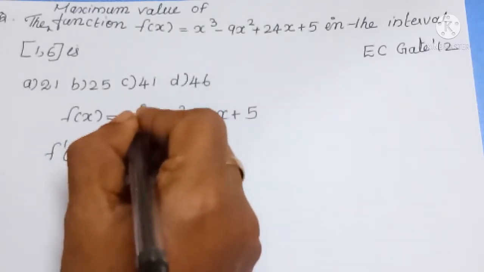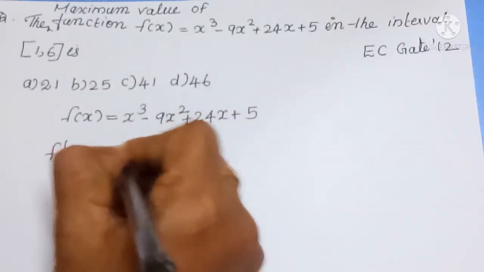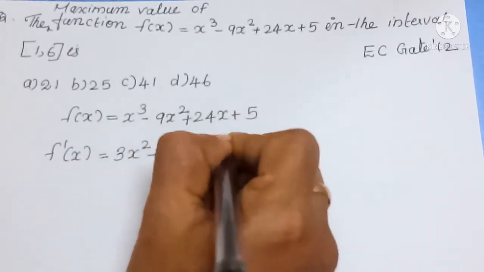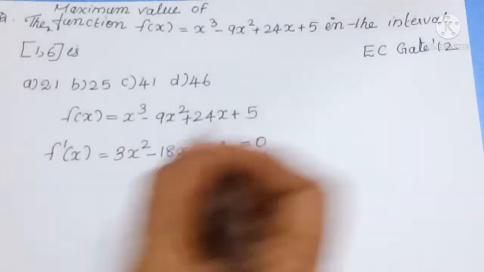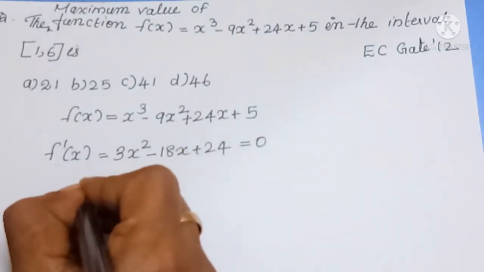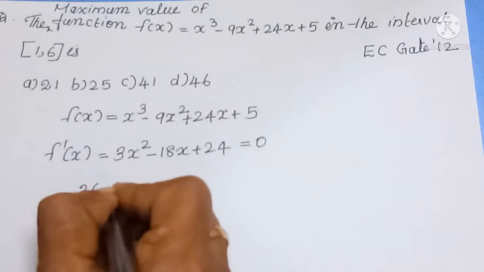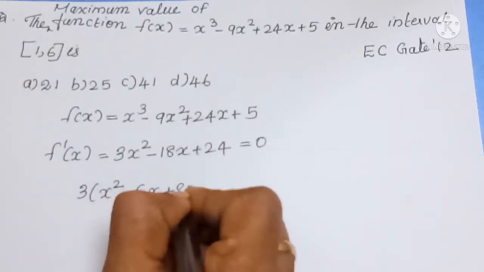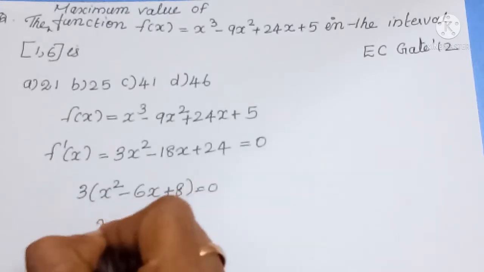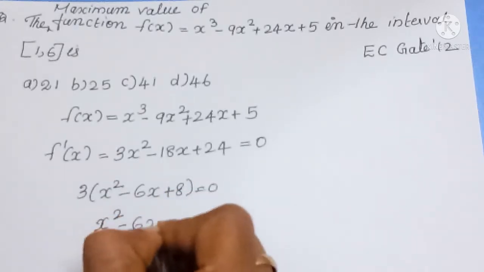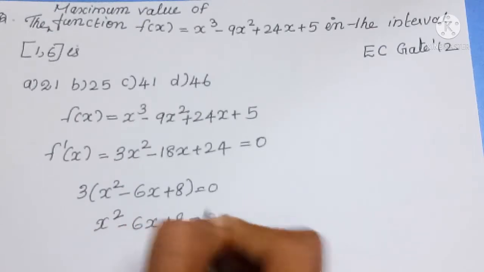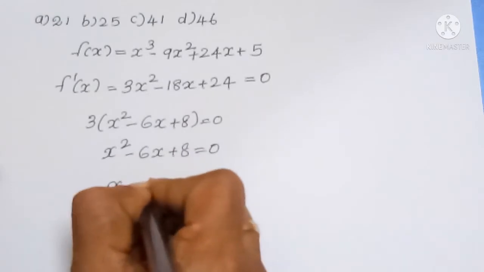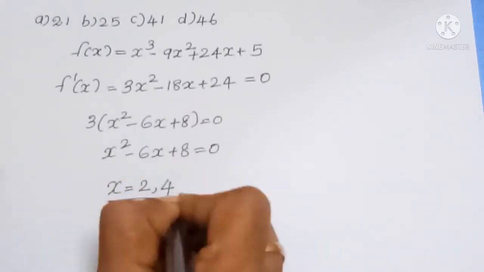So differentiation of x cube become 3x square, then minus 18x plus 24, then equating to 0 to find out the roots of this equation. So we can take 3 outside, so we can write x square minus 6x plus 8 equal to 0. After solving this quadratic equation, we get the roots x is equal to 2 and 4.